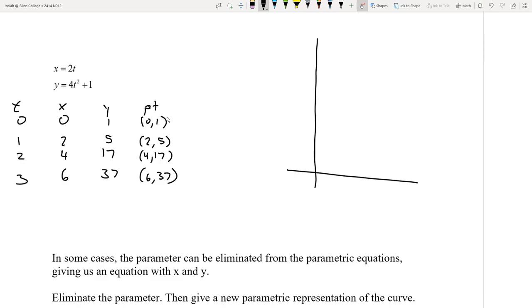And so we can see here that we have the x values going up by even numbers. And the y values look like, what's 1 squared? Well, I guess it's 0 squared plus 1. We've got 2 squared plus 1, 4 squared plus 1, 6 squared plus 1. And so it looks like almost taking the x value, squaring it, and then adding 1, which is not by coincidence.